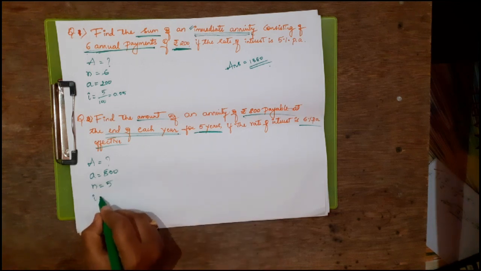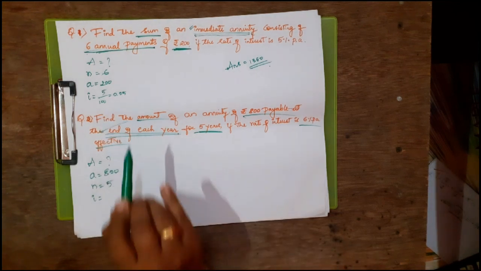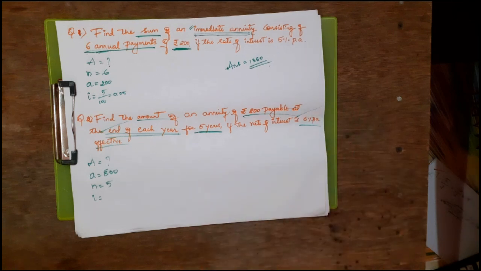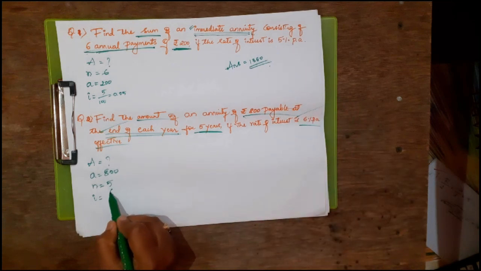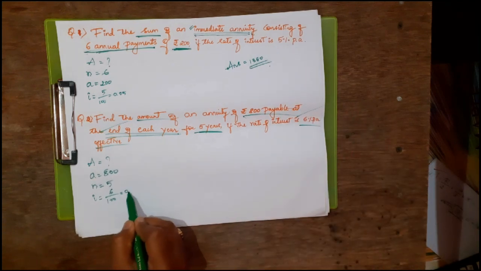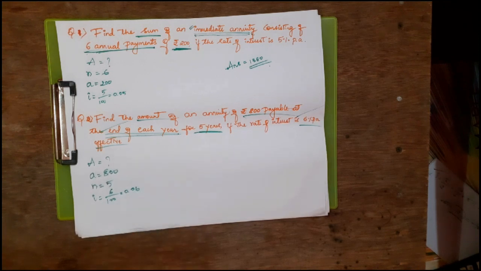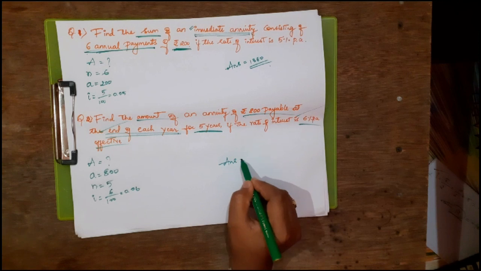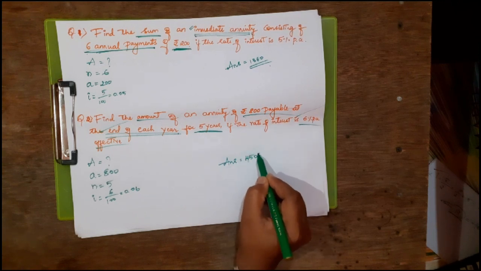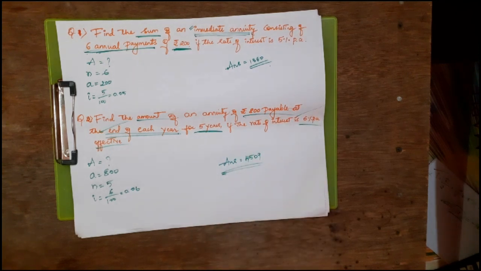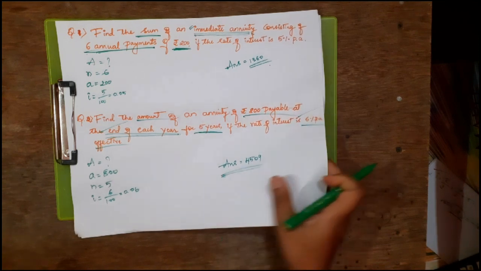And when it comes to rate of interest, as there is no adjustment in n, we are taking rate of interest also directly, that is 6 by 100, you will get 0.06, right? So for this sum the answer is 4509. This much you have to get for this question. Okay, shall we take up the next question?